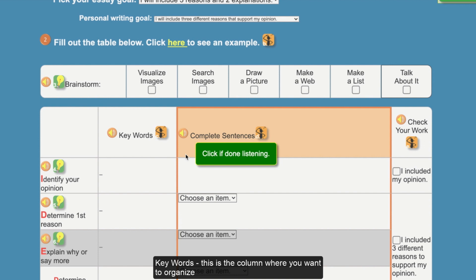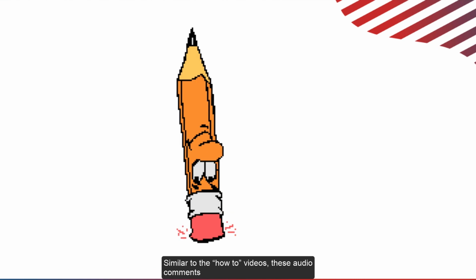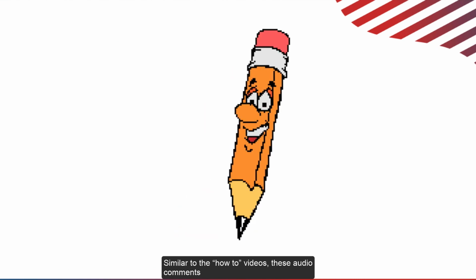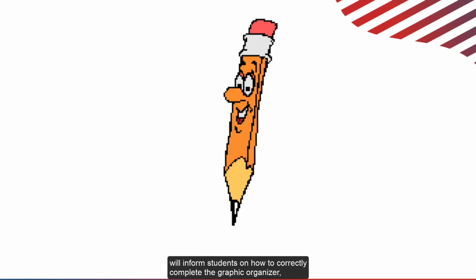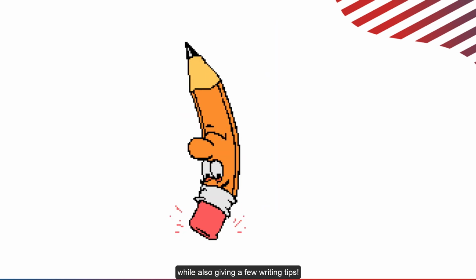Keywords. This is the column where you want to organize the most important words or phrases you came up with from your brainstorm. Please write a few words only after the dash. You will later use these ideas to write a complete sentence. Similar to the how-to videos, these audio comments will inform students on how to correctly complete the graphic organizer, while also giving a few writing tips.